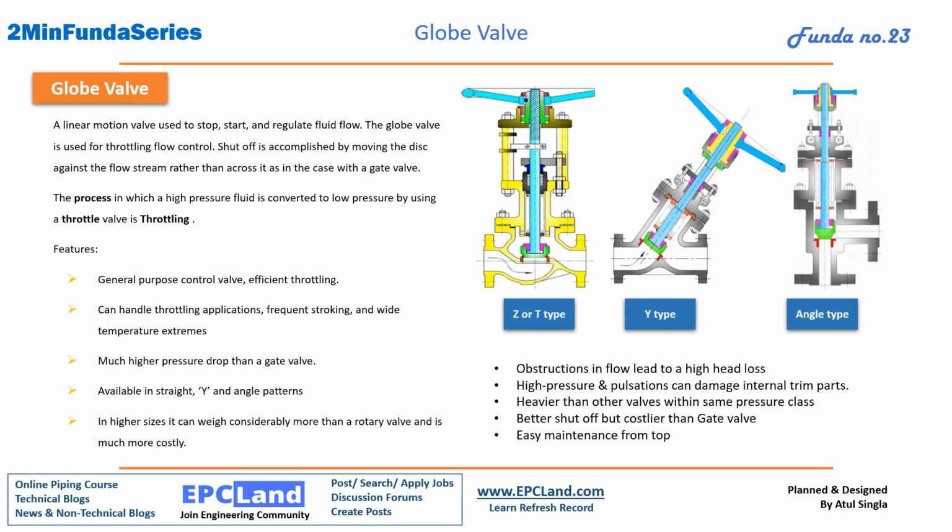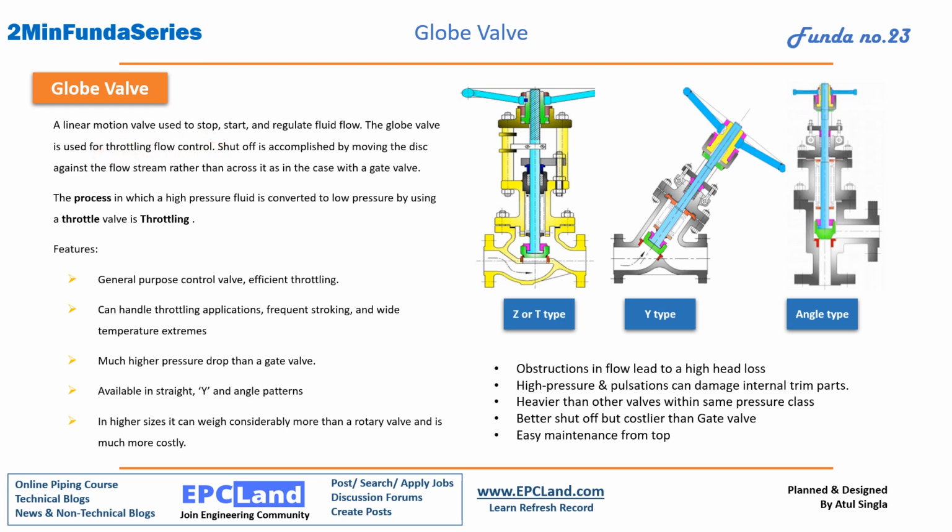So the first one is the globe valve. If you see, it is a linear motion valve used to stop, start and regulate. Here the additional function is regulation. These are regulation valves, so we can regulate the flow. This is the main principle. We want to regulate the flow, that's why we use this type of valve. The globe valve is used for throttling control, flow control.